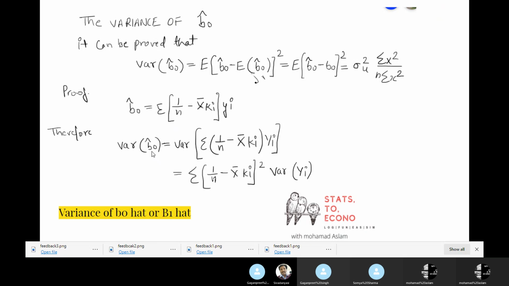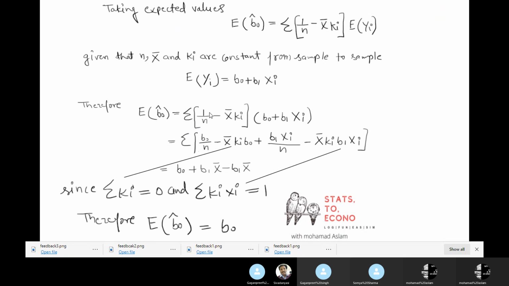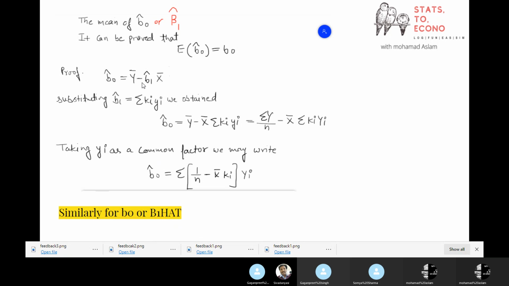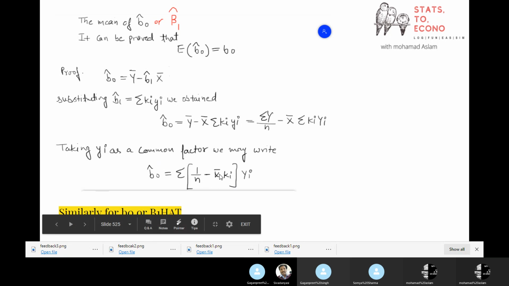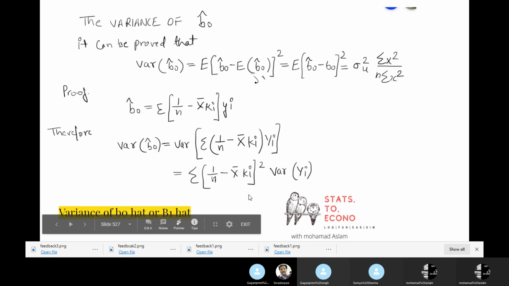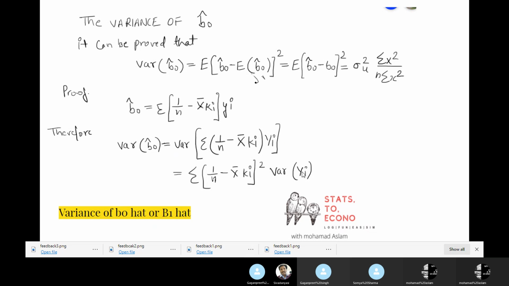Just put its value. Its value is, as we did last time, summation of 1 upon n minus mean ki as yi from this particular equation. Although we started with another equation, we converted it deliberately to this one. So just use this equation and put it in the variance. The variance is the square of this term, generated in square form. There are two terms here: the first one is this one, and the second one is this one, variance of yi.